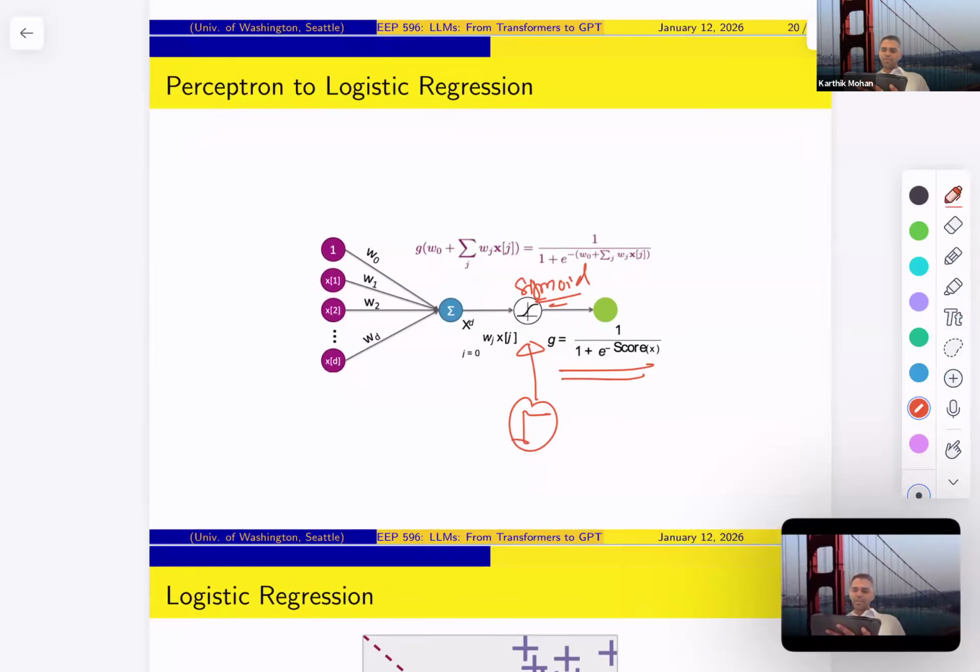So the sigmoid is 1 over 1 plus e to the negative score, whatever that score is. And the score actually comes from W transpose X. So you take the W transpose X that we saw previously and put it in here and pass it through the sigmoid, and you get something between 0 and 1. So sigmoid changes whatever is input into it into a probability, something between 0 and 1, right?